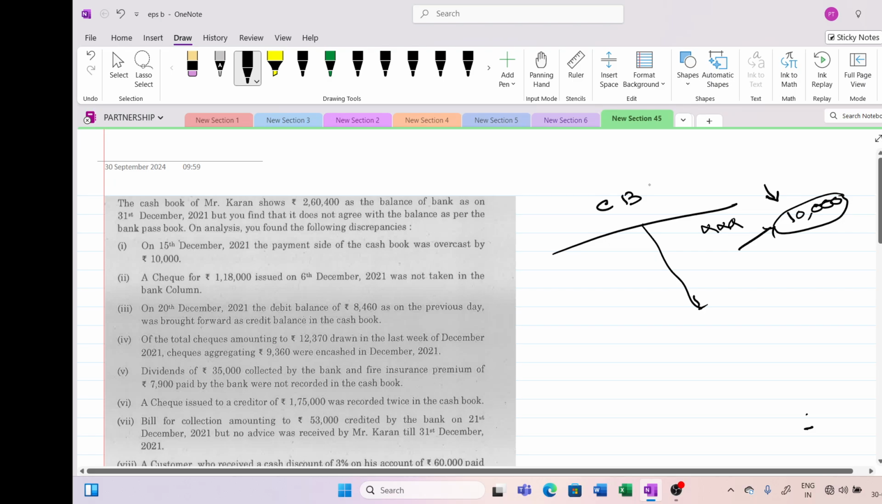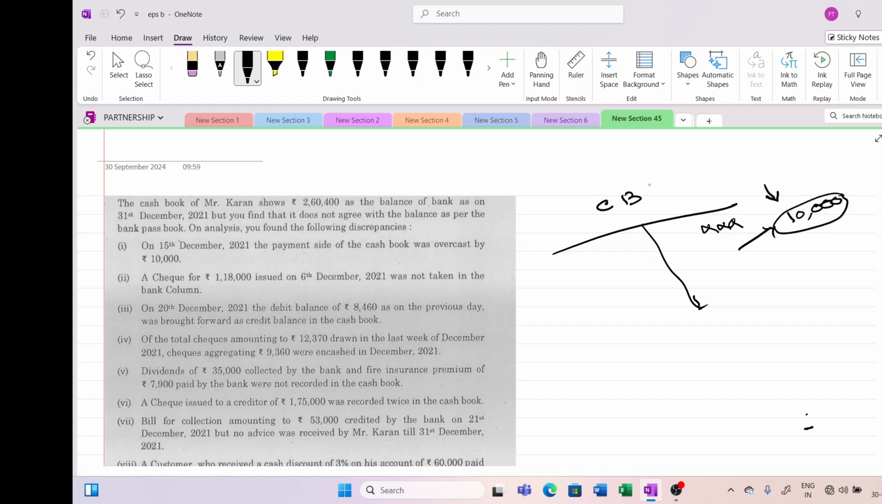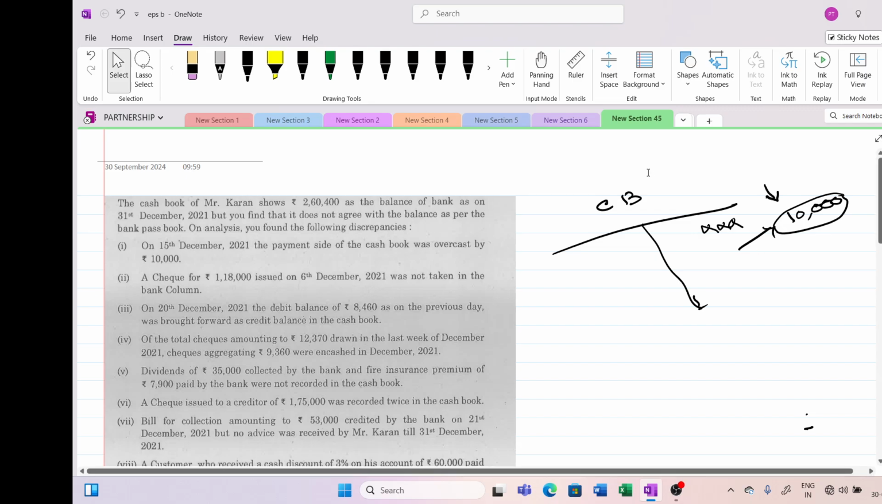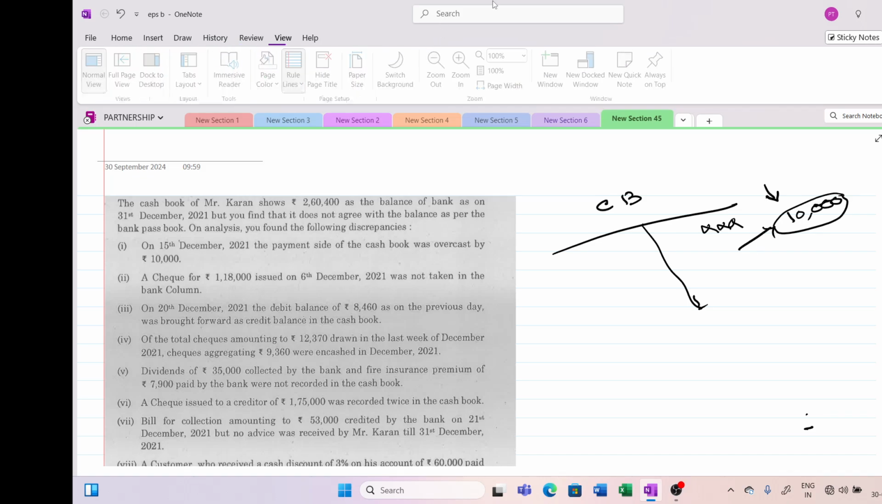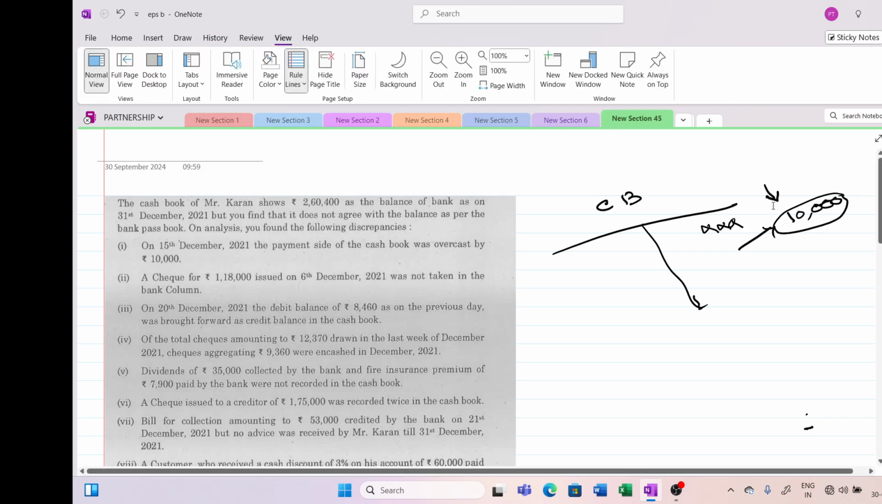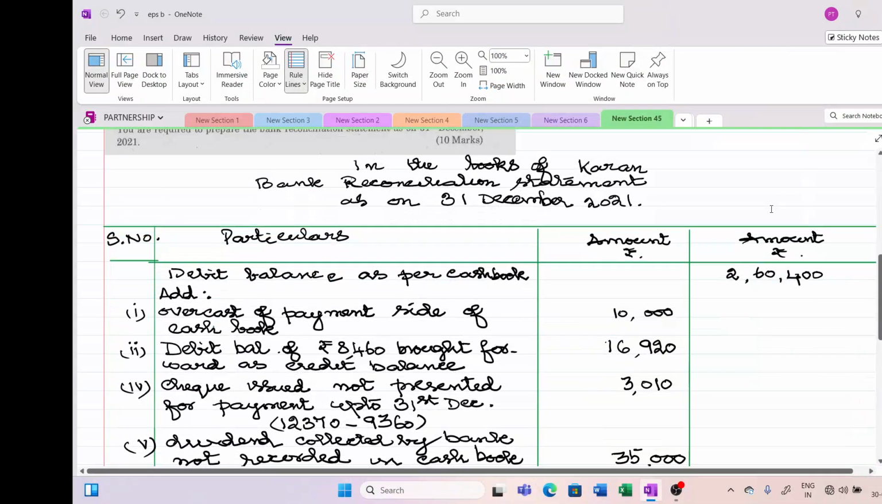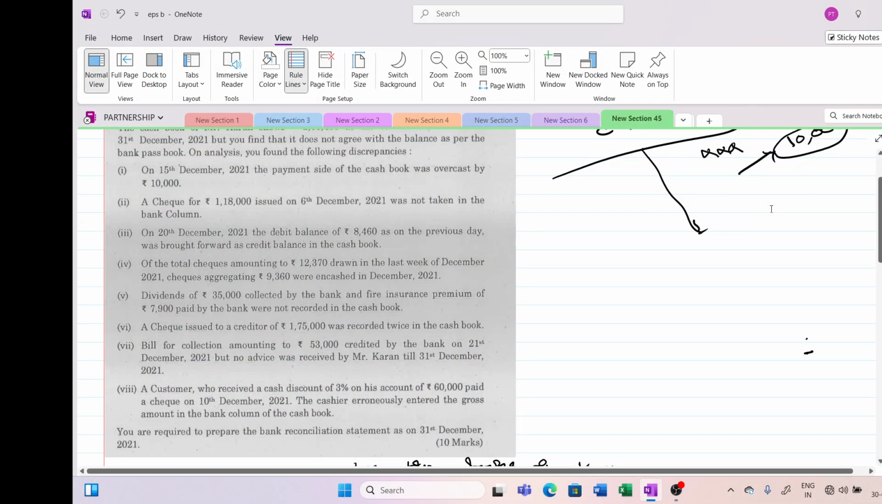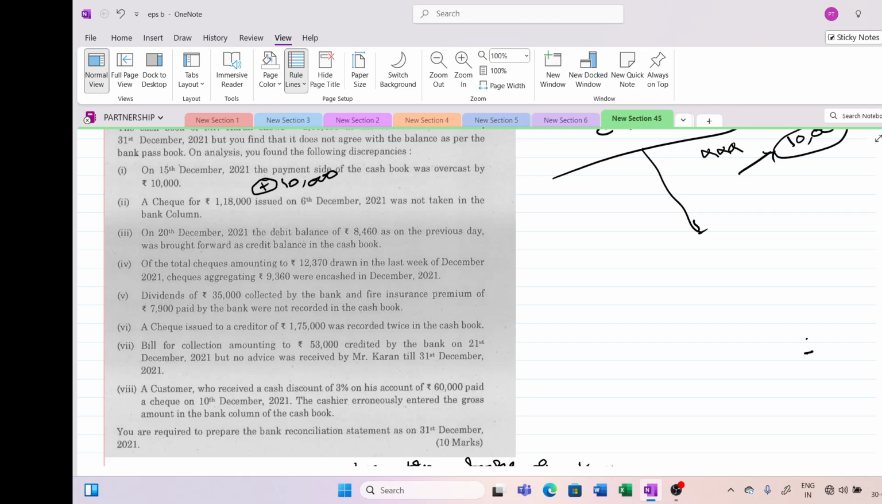When you have written something, your balance has come down. But this is not the case in the bank. There they have not added extra. So you have to add back this 10,000. We have reduced the balance, but in the bank we have to add it. Okay, so this will go into the plus item, plus 10,000.